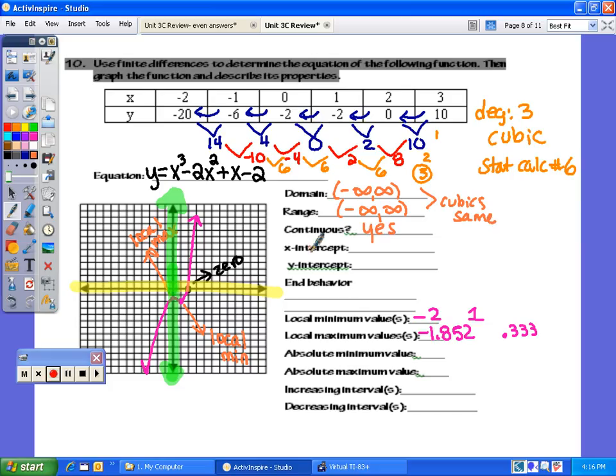Continuous. The x-intercept was only at 2. The y-intercept is always the last number. Now this graph is going up. Well, actually it's going down as you go to the left, so this is left. On the left-hand side, it's going down to negative infinity. And on the right-hand side, it's going up to infinity.